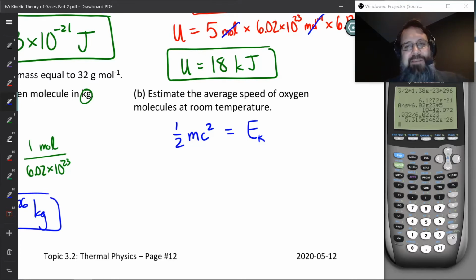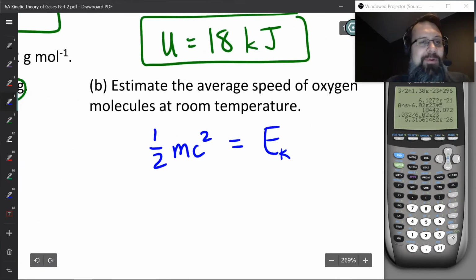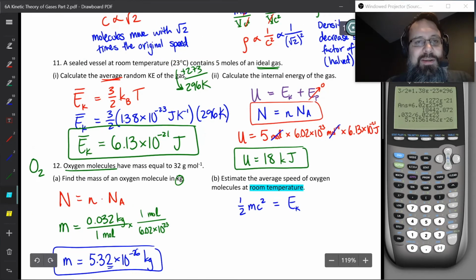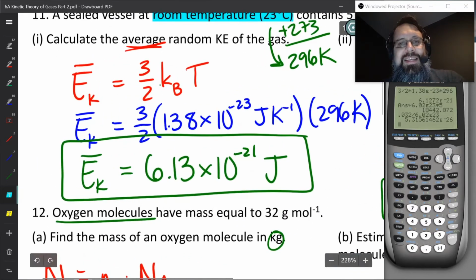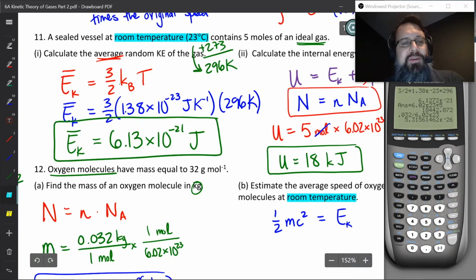So the average kinetic energy is 1/2 mc squared, where c is your average speed. But here's the trick, guys. At room temperature, we just solved that problem. That was the previous question that we did. At room temperature, that was up here. We said that room temperature was 296 Kelvin, which means that this number right here is the average kinetic energy of the oxygen molecules, because there's only temperature in here. So we would just redo this exact same thing.